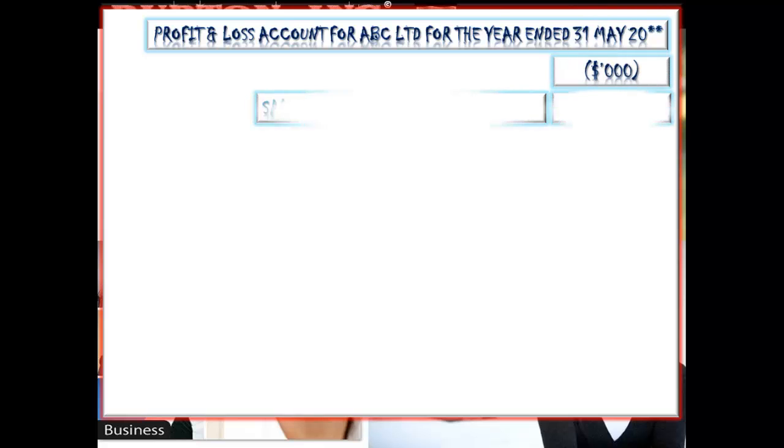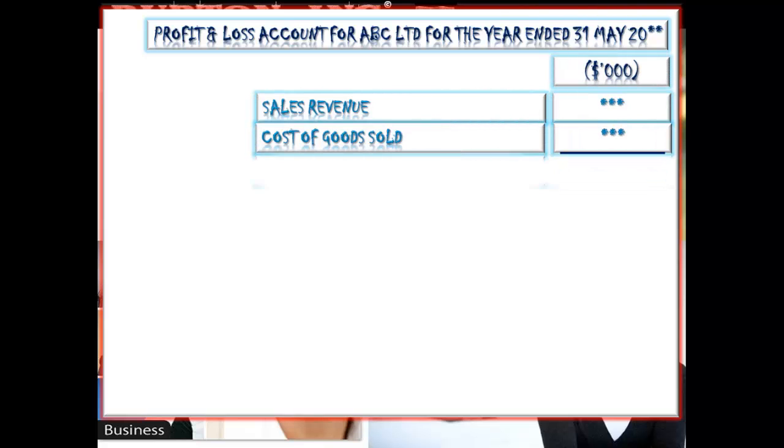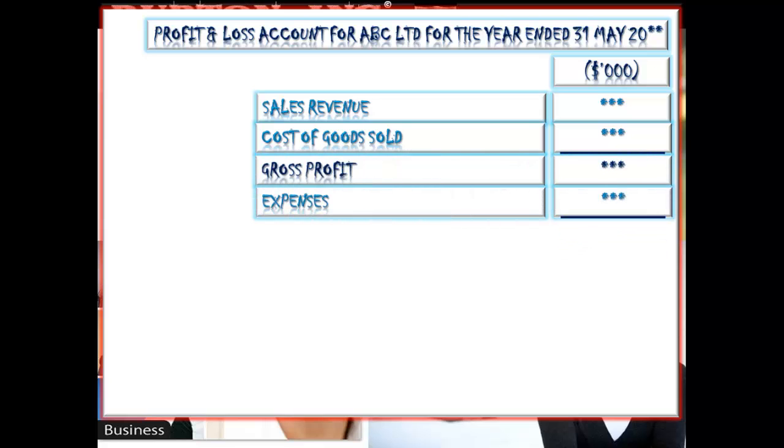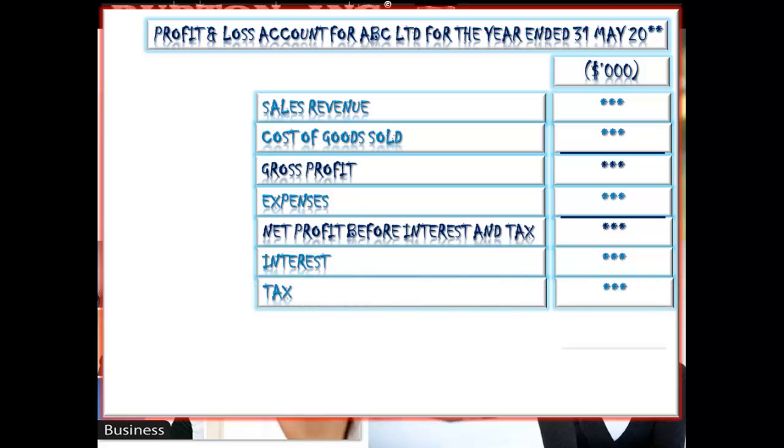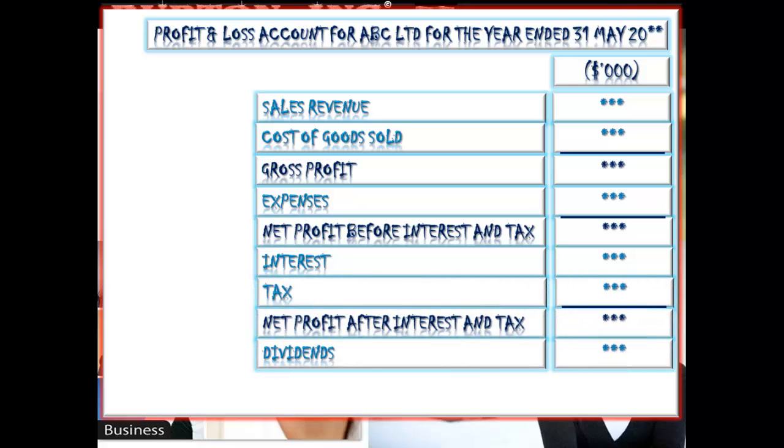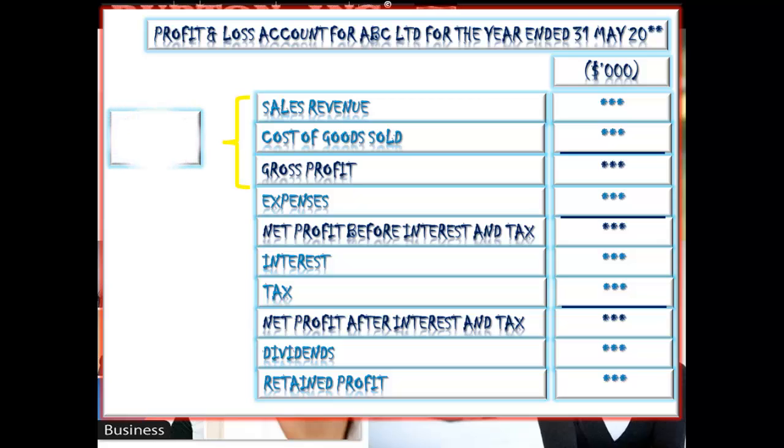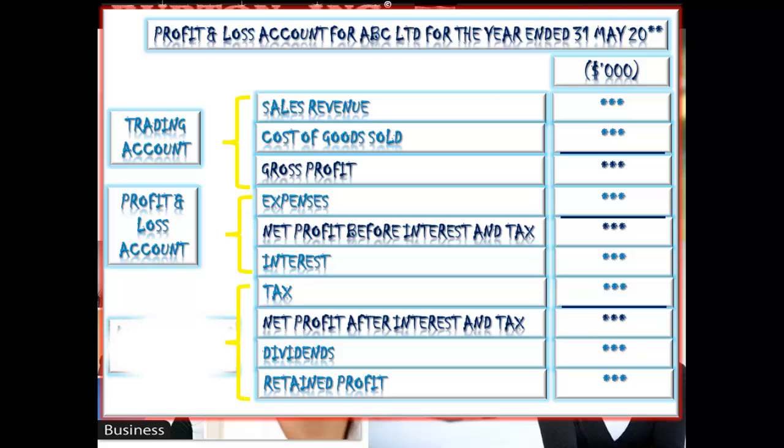What does it look like? The trading account is all about profit and loss. So we get some key figures coming through here: gross profit, net profit before interest and tax, and net profit after interest and tax. All very key things that any stakeholder in the business is going to want to know. So the income statement is divided up into three parts: trading account, profit and loss account, and the appropriations account, if we are talking about a public or a private limited liability company.